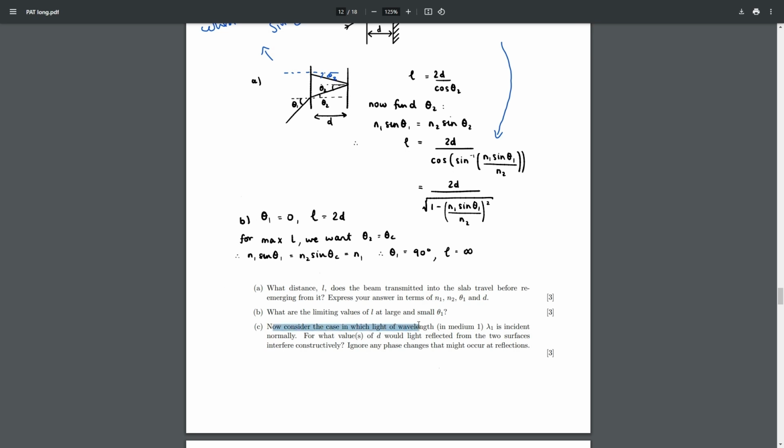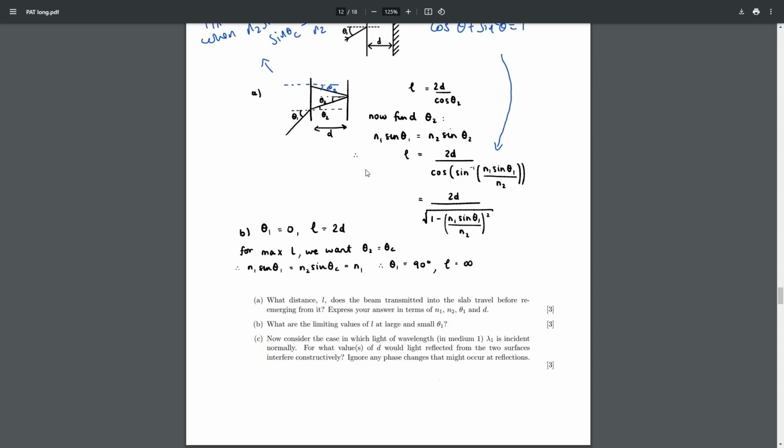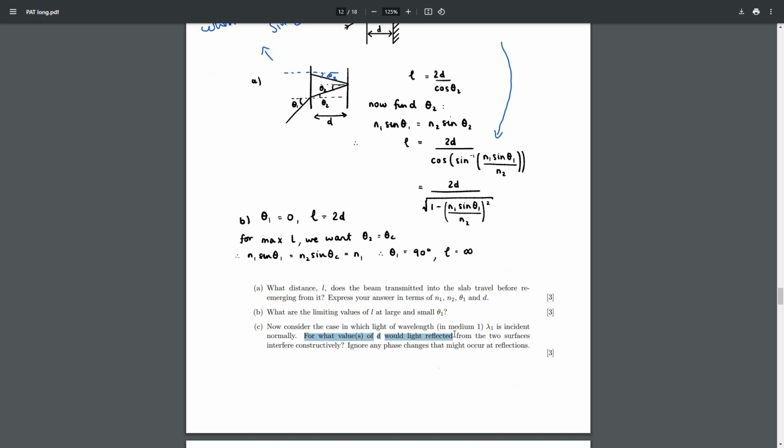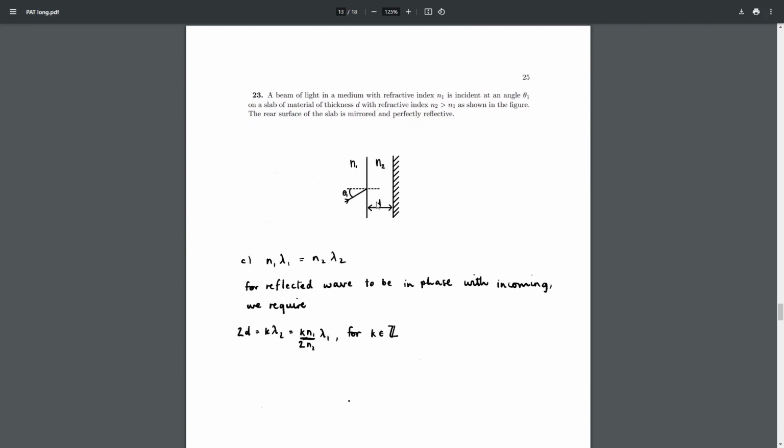Now we're asked to consider the case in which light of wavelength in medium 1, λ1, is incident normally. One thing we can remember here is that frequency stays the same when traveling to different mediums, but the speed and the wavelength are going to change. And we're asked for what values of d would light reflected from the two surfaces interfere constructively. So we want this extra path difference, traveled in n2, 2d, to be an integer multiple of the wavelength in n2, because that means it's going to leave exactly where it started, and so it's going to interfere constructively.